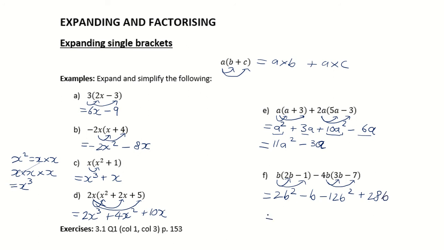+28b. And then simplifying our like terms, we've got 2b squared and -12b squared. So 2 take 12 is -10, so we've got -10b squared, and then -1b plus 28b. 28b take 1b is just 27b.